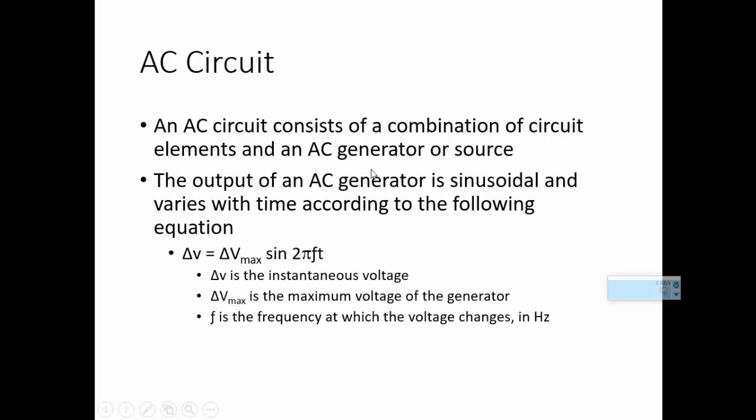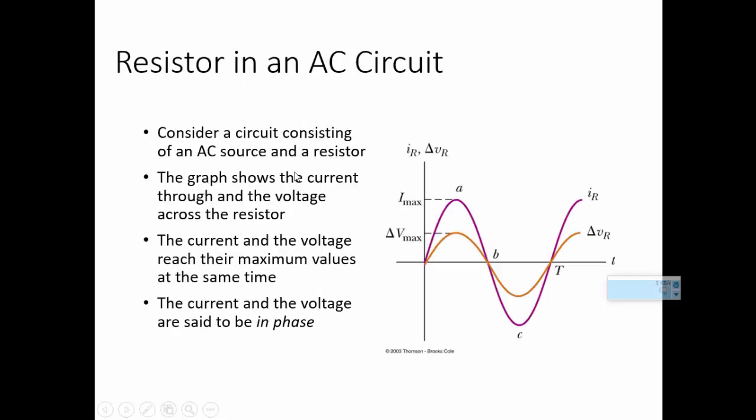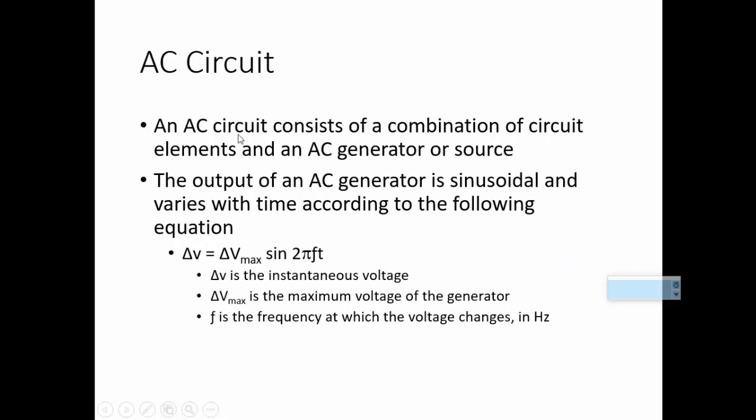Real quickly, we are going to look at the AC circuit. An AC circuit consists of a combination of circuit elements and an AC generator or a source. The output of an AC generator is sinusoidal and varies with time according to the following equation.